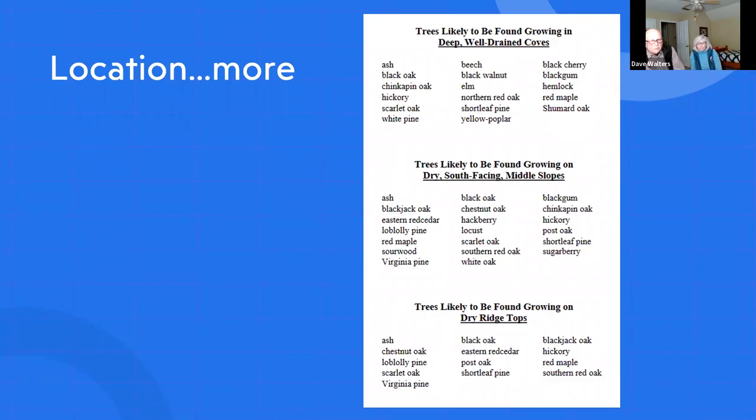So you'll notice in it that some of the species are in all three: the well-drained, deep, moist areas, and the dry ridge too. So some trees are more specific about their habitat requirements. Anything else?